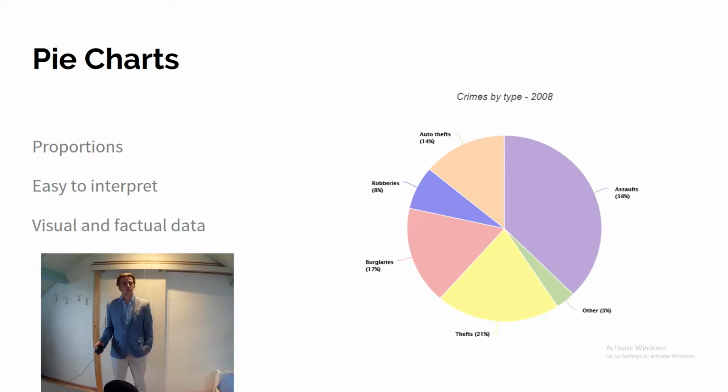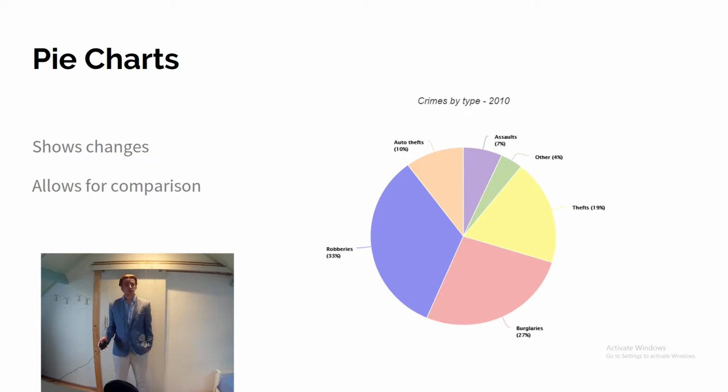And here we can see a pie chart showing the crime rates by type in 2008. Pie charts are great at visually representing the different proportions of these crimes. They're very easy to interpret by any user, as they show clear visual data, but also actual factual data in percentages. Here we see the same pie chart, but for 2 years later. Now once again we can clearly see changes, with an obvious increase in crimes and burglaries and robberies, which is consistent with a financial crisis.